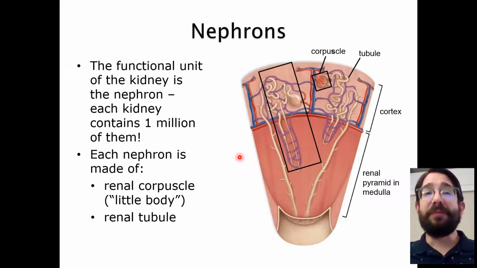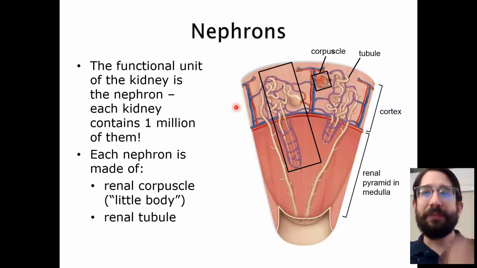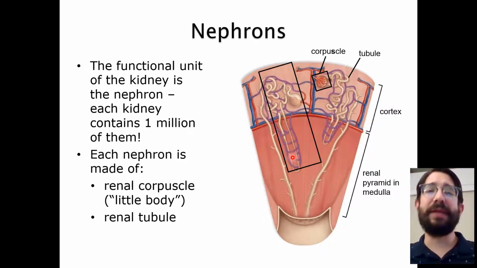Okay, now as we do some basic anatomy, I don't want to get too tiny because we'll come back to the actual filtration process later. But if we look really closely up here in the cortex, we can see these things called nephrons. So those are the functional units of the kidney. This is where filtration happens. You've got about 1 million of them in each of your kidneys, and each nephron has two parts.